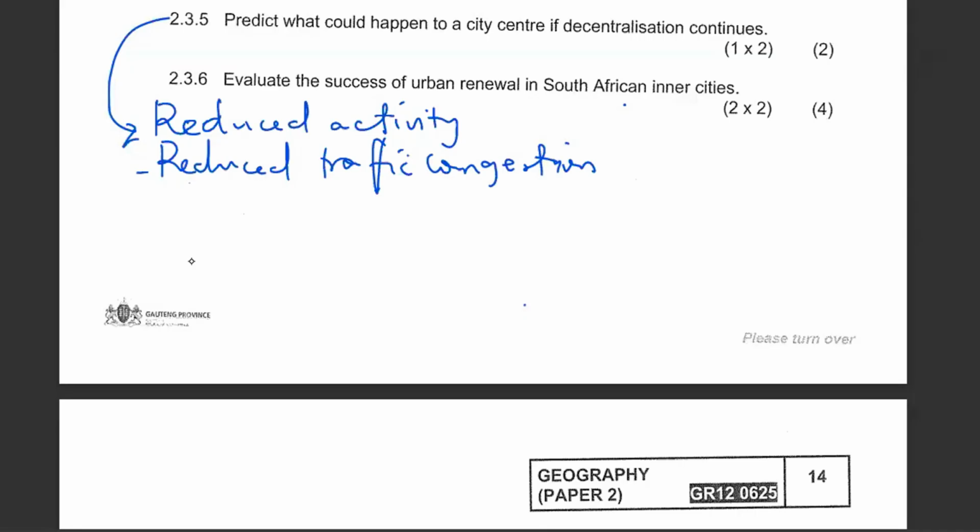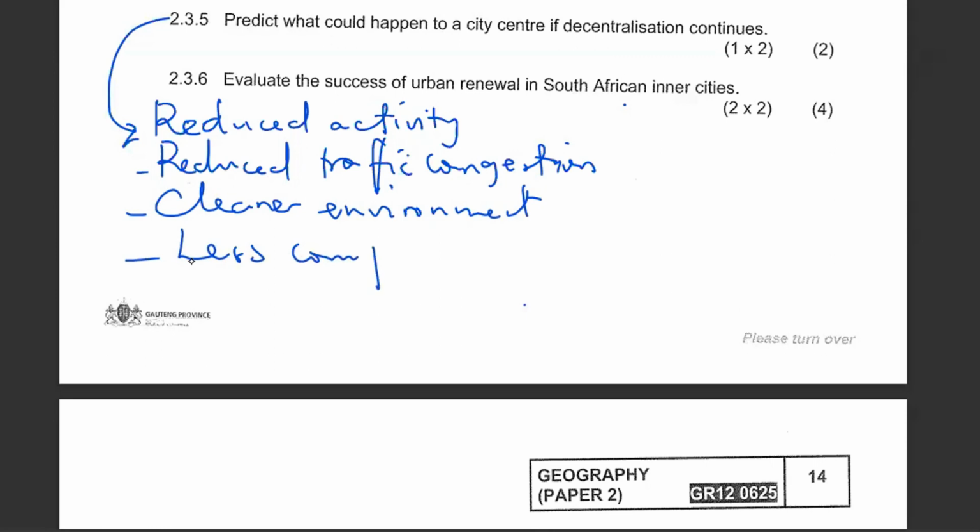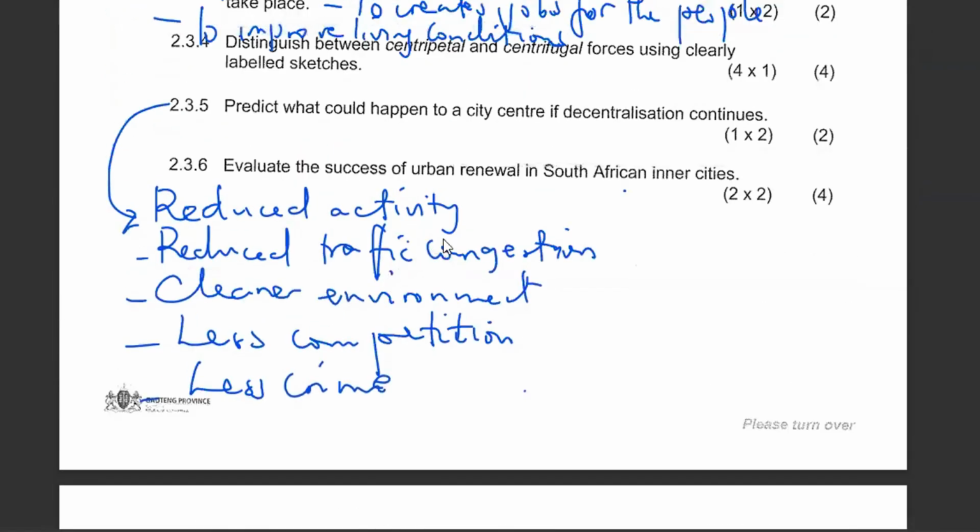Because the volumes of people traveling into the CBD will be reduced. And also, we are going to have a cleaner environment, which is a positive. There's going to be less competition. And you can also look at other positive aspects like less crime. Those are some of the things that are likely to happen in the CBD if there's continued decentralization.